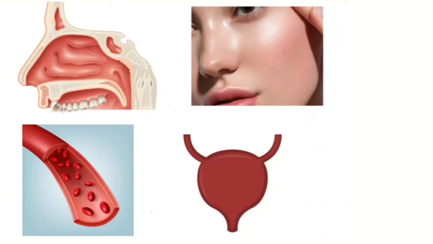So when you consider the places where epithelial tissues are found, such as walls of the urinary bladder, walls of blood capillaries, skin, and the lining of the nasal cavity.